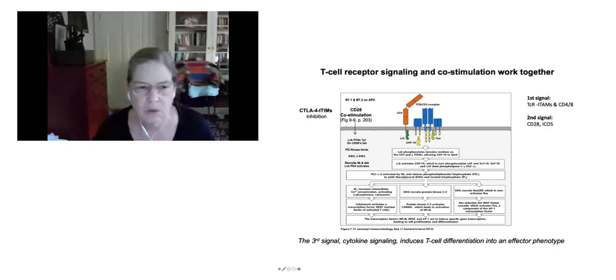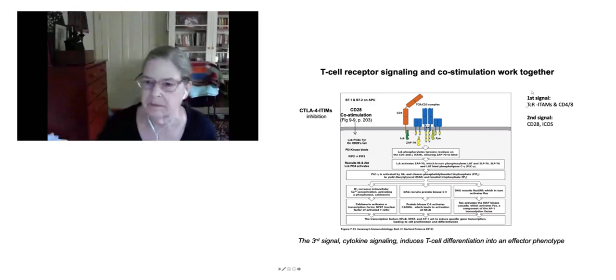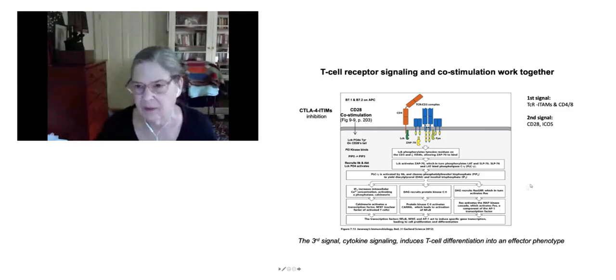But you also need to have CD28 stimulation, and all this can get inhibited by CTLA4, which also can bind to these B7 molecules on antigen-presenting cells. So this would be, for instance, the three signals again: the T cell receptor, the secondary signaling, and then also, you don't see it, but there's also cytokines affecting this cell, telling it what to differentiate into.